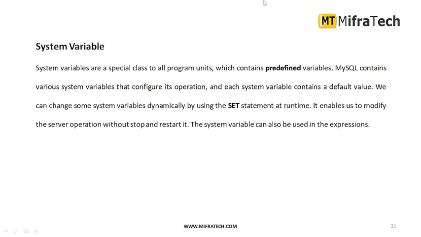System variables are a special class of variables for all program units, containing predefined variables. MySQL contains various system variables that configure its operation, and each system variable contains a default value. We can change some system variables dynamically using the SET statement at runtime.